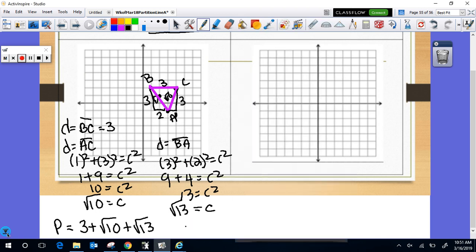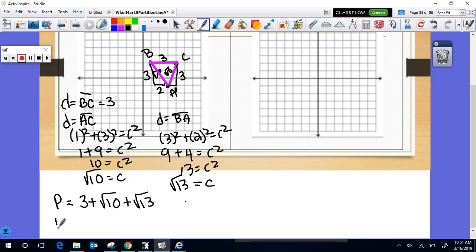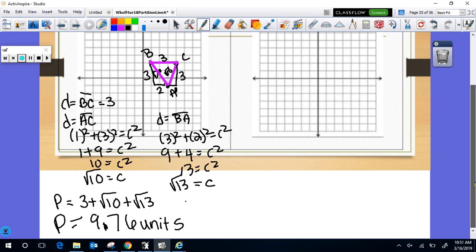So I'm going to say perimeter is 9.76, and this is going to be units. Okay, and we're finished with that problem.